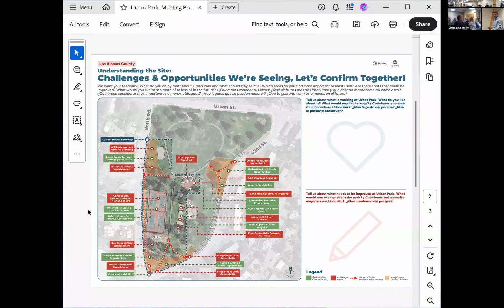Benching for people to sit at. Depending on what the budget is, having a shaded area, because it gets pretty sunny and warm in the summertime, so having an area you can sit in the shade would be another really nice addition.